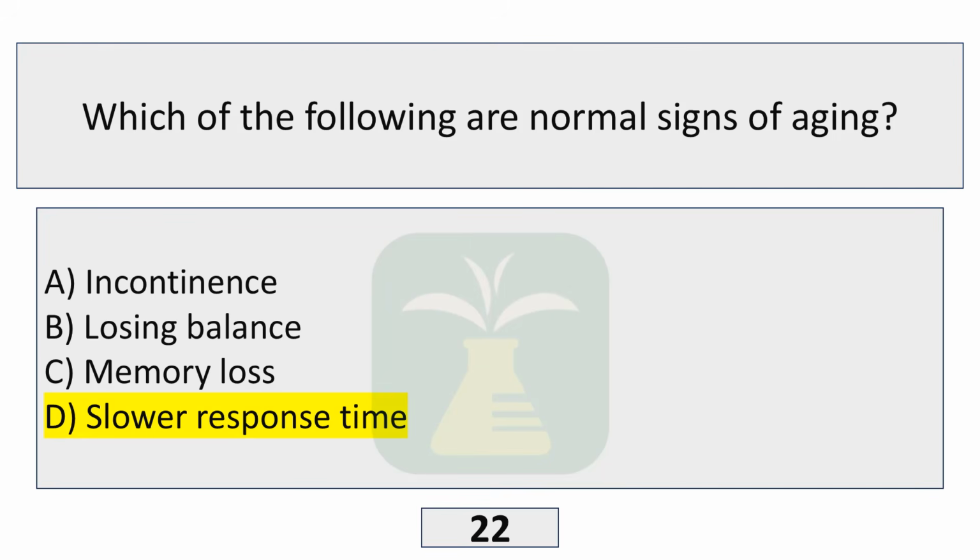Correct answer, D. Slower response time. While all of the above are seen in older adults, they are not all normal parts of aging. However, a slower response time is normal in the aging adult. This is because nerve cells in the nervous system die with age and they are not regenerated.